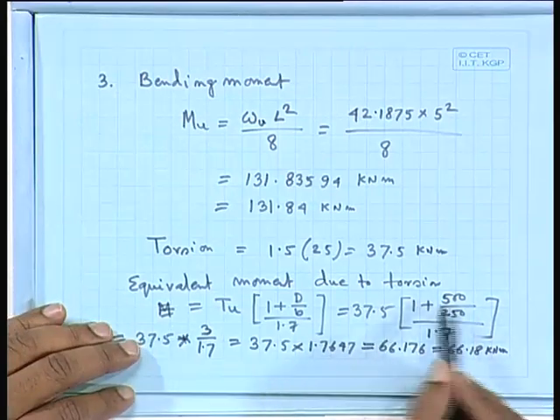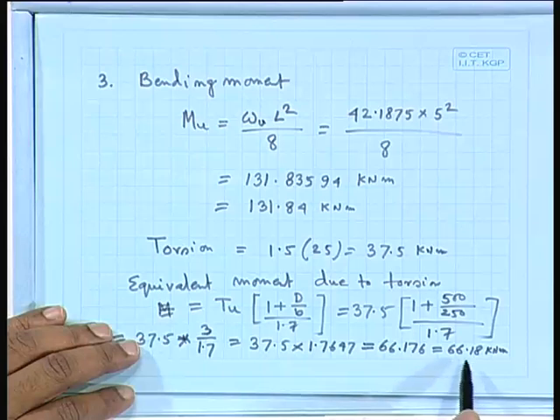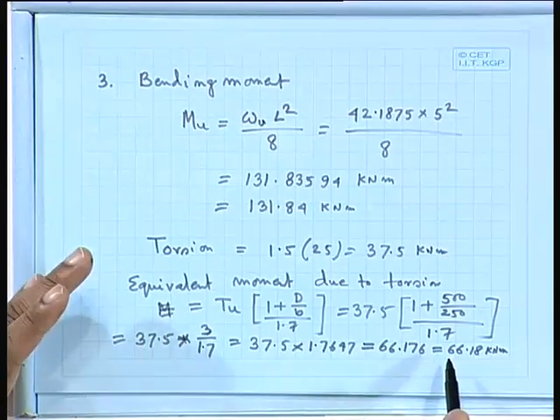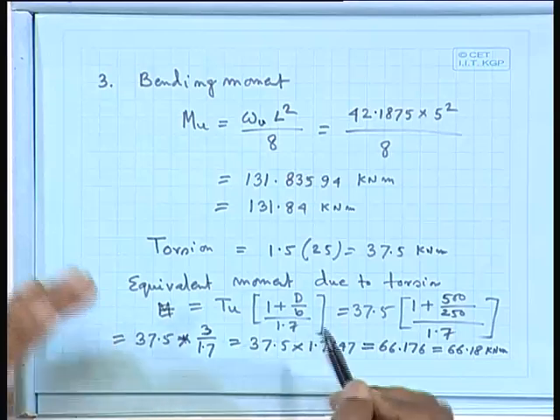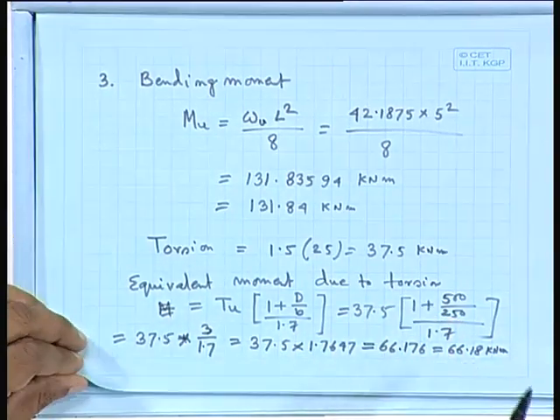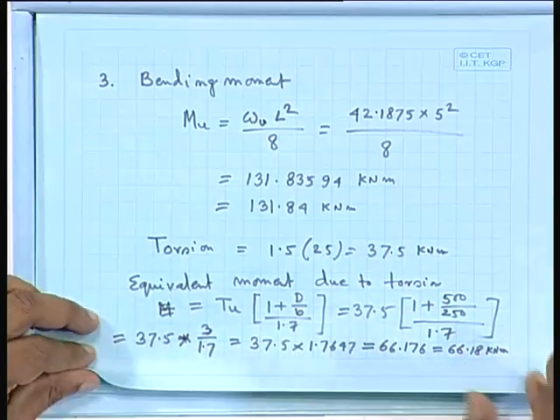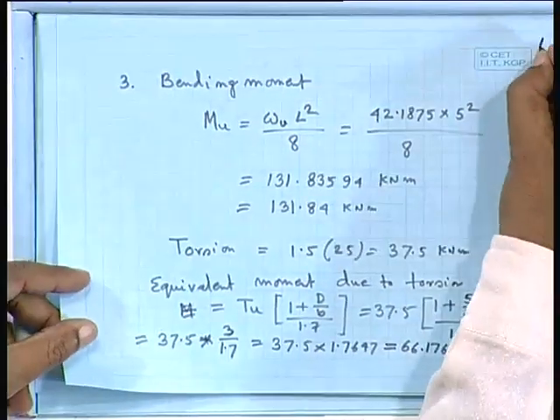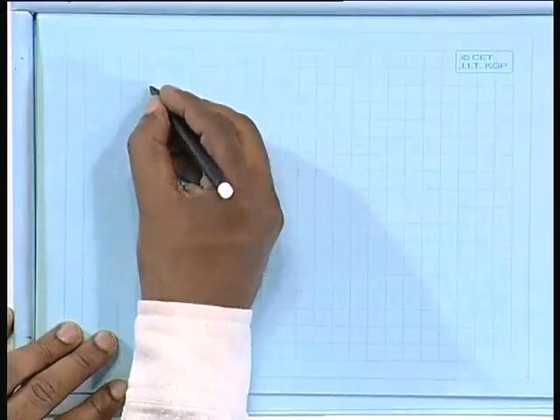Just by putting all those values in your calculator, you can find this value. But since we have an idea that it should not be more than twice or something like that, what is the range? Immediately we can find out whether we are getting the value correct or not. That is the standard procedure of design that you have to follow. Okay. So what about the equivalent bending moment?